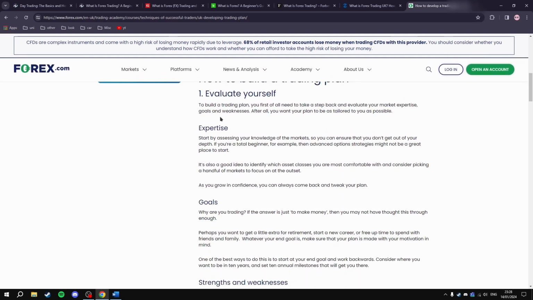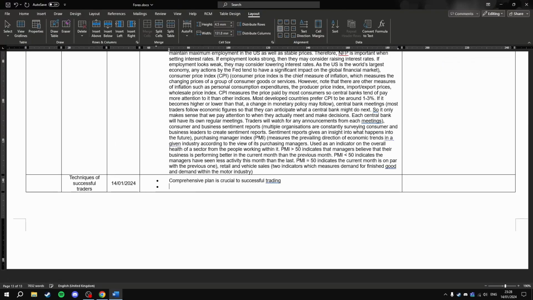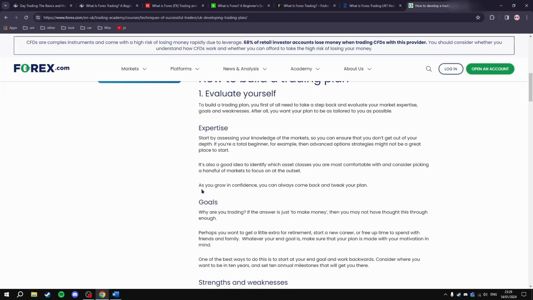So, evaluate yourself. Start by assessing your knowledge of the market so you can ensure that you don't get out of your depth. If you're a total beginner, for example, then advanced option strategies might not be a great place to start.